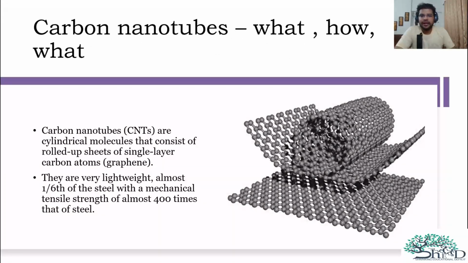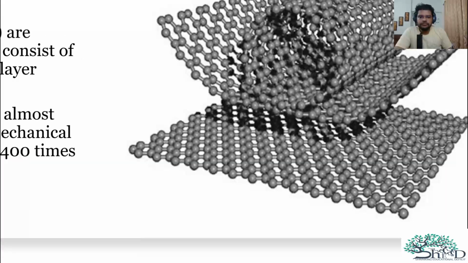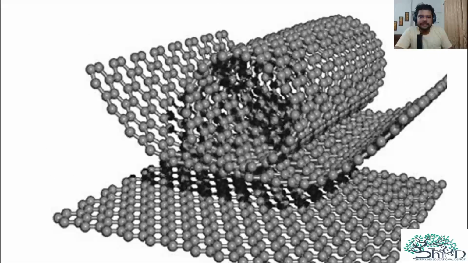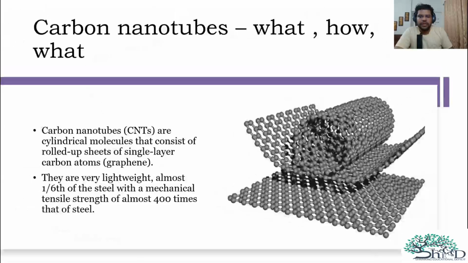Now let's understand carbon nanotubes. We hear about them a lot. Carbon nanotubes are basically hollow cylinders that have a single layer of carbon atoms, which is basically graphene. If you see the diagram, let me zoom in. So this is one layer. Then in the second stage, it starts folding and then it forms a cylinder. So a carbon nanotube is a hollow cylinder of single layer carbon atoms. Remember that, single layer.